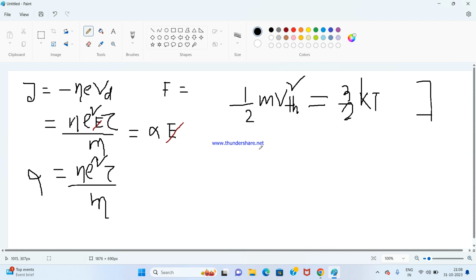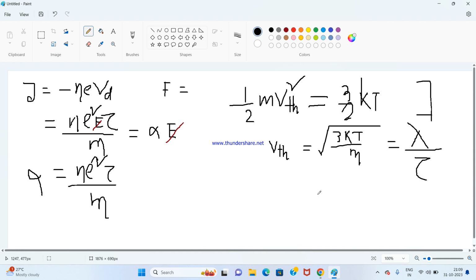From here we can find the thermal velocity of the electron, v_th, which is root over 3kT by m. This thermal velocity is nothing but the mean path that the electron is traveling, because it will collide with other electrons and then reach the other end, and the electron will flow through the external circuit. Velocity is distance by time. The mean path I am writing as lambda, divided by the mean time, so this is my v_th.